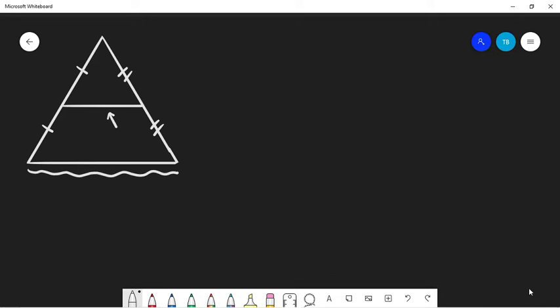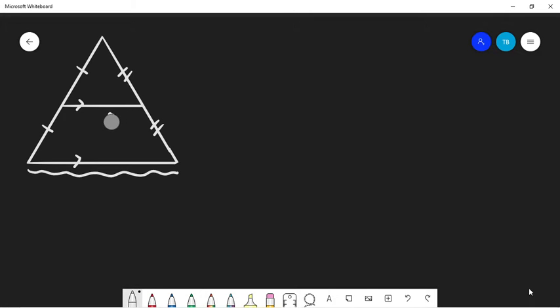And then the last thing to mention is that the midsegment is also always parallel to the third side of the triangle. So I'll draw the arrows here to indicate that this segment and this segment are going to be parallel to each other. All right, now that we've got all that straight, let's do some example problems.